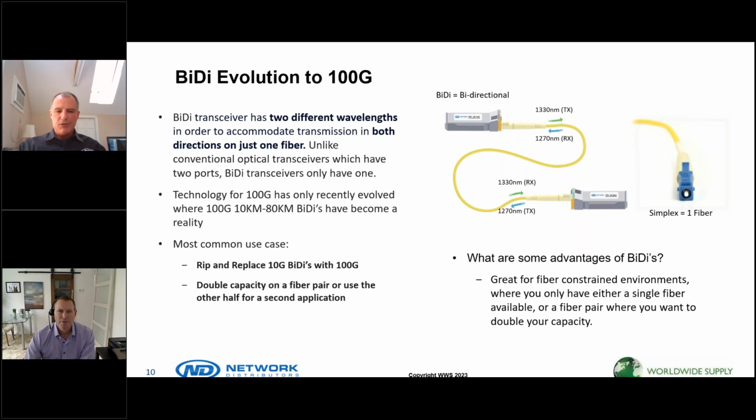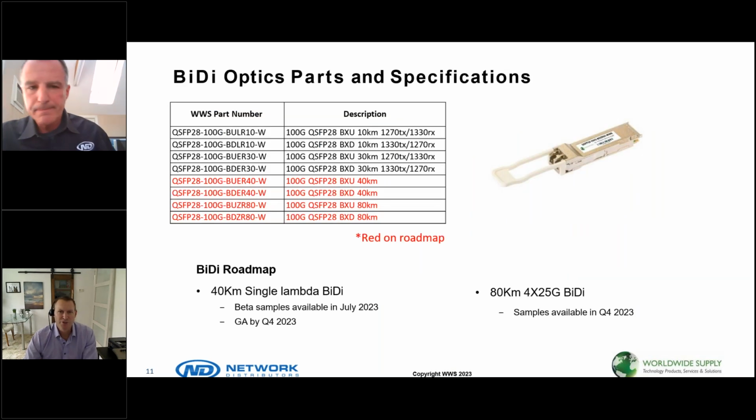So the 2 common use cases are: rip and replace 10 gig BiDis with 100 gig, or doubling the capacity in a fiber pair where you can use the second half for another application. Let's look at a couple of the specific products and the descriptions of them so you can help everybody understand what is out there today and what's coming. Okay. So the current technology available are 10 kilometer, 20 kilometer, 30 kilometers, and 40 kilometers are just becoming available.